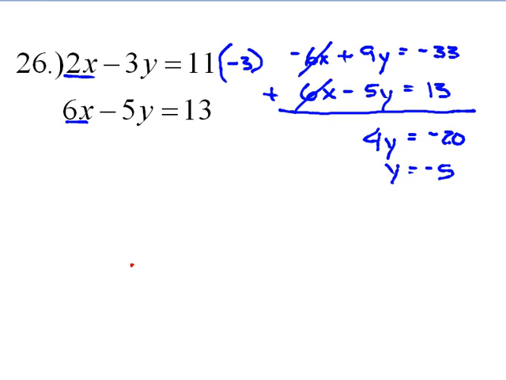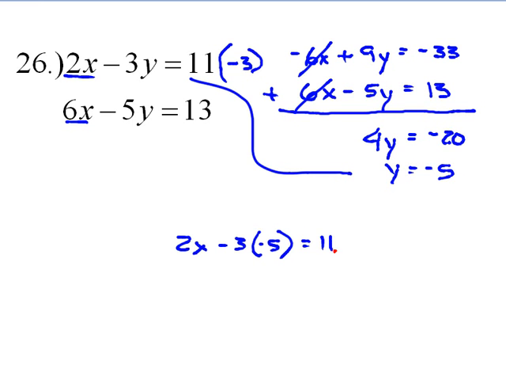Alright, not too bad. Okay, we need to put that y back into the equation to solve for x. So we have 2x minus 3 times negative 5 equals 11. And we have our 2x. This becomes 15. We subtract 15 and we get negative 4. Therefore, x equals negative 2. So we'll write our common point, or our common solution. Negative 2, negative 5.